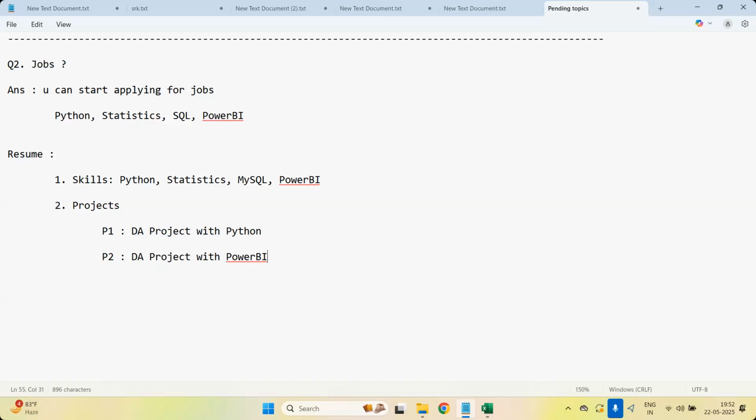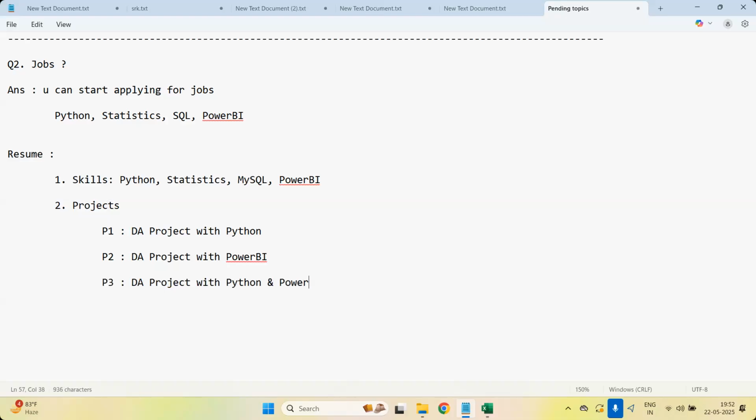Because you are learning the advanced thing first. After learning advanced, you are coming to the basic. Excel is basically the basic one. After learning the advanced one, obviously Excel will be very easy for you. And the third, project number 3, a combination of these 2, a data analytics project with both Python and Power BI.